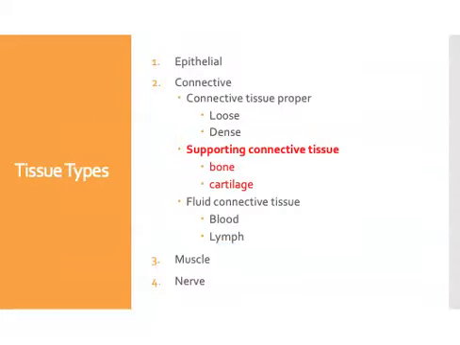When we talked about the four types of tissue in the body, we said that those included epithelial tissue, connective tissue, muscle, and nerve. And under the category of connective tissue, we talked about three specific types: connective tissue proper, supporting connective tissue, and fluid connective tissue. So today we're going to be talking about supporting connective tissue, which includes both bone and cartilage.